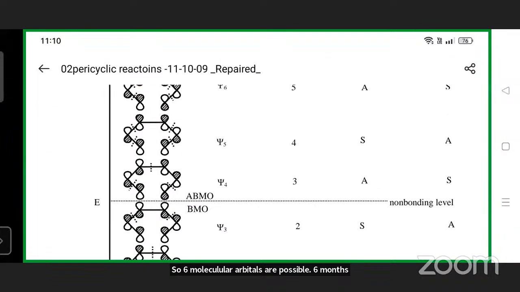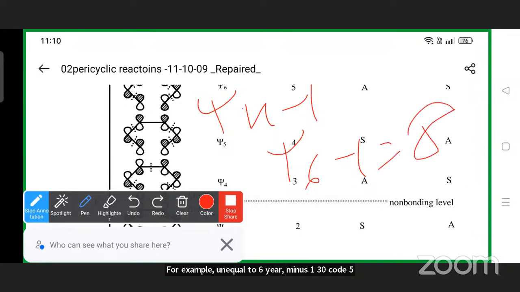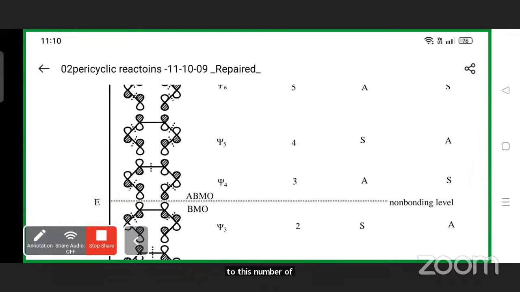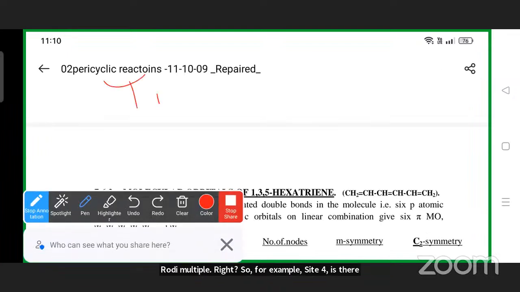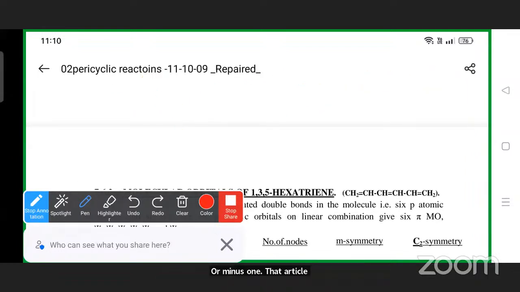The number of nodes: simply psi n minus 1. For example, psi 6 minus 1 equals 5, so there are 5 nodes. For psi 5, minus 1 equals 4, so 4 nodes. According to this number of nodes, you have to draw the molecular orbitals. For example, psi 4 is 4 minus 1, that equals 3, so you have to assign 3 nodes. Okay, so how to draw the 3 nodes?